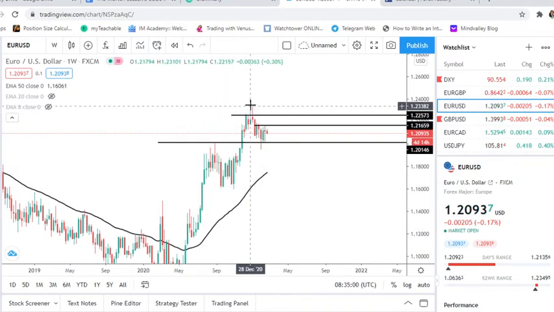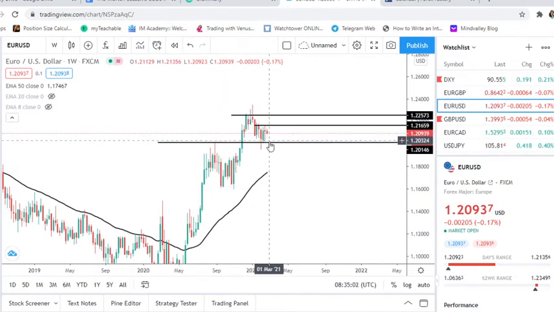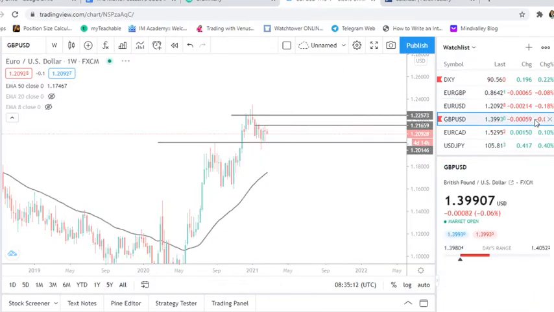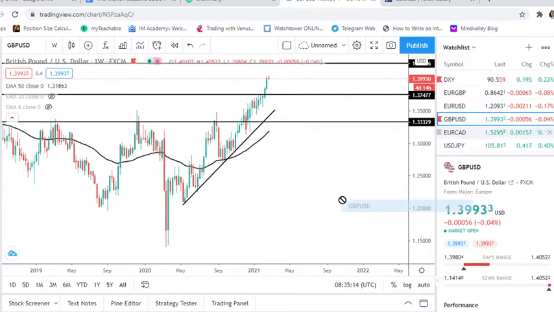Okay, so for now it is inside of this consolidation, so my bias is still neutral. It's not a trade I will jump into yet until I see a clearer direction. Then we have GBP USD. Let's take a look at that.